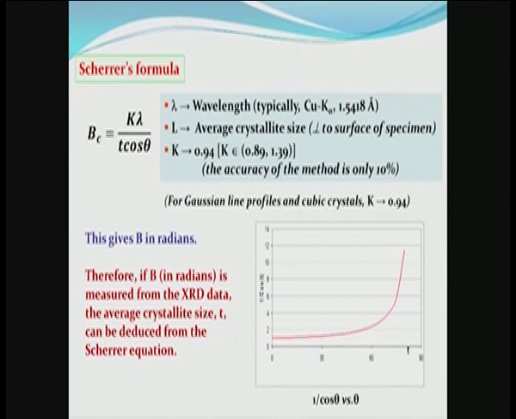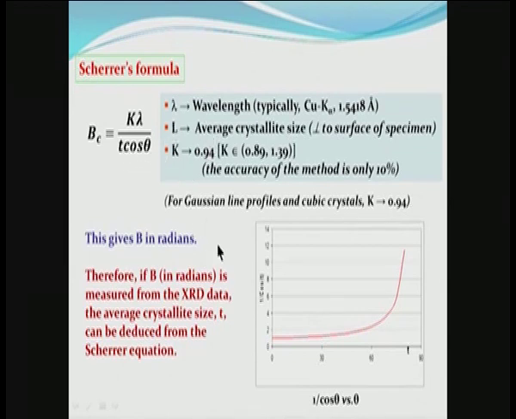Now, coming back to Scherrer's formula, what it describes is B of C, which is due to crystallite size. B of C is equal to k lambda over T cos theta, where k is the Scherrer constant, and its value is 0.94 for cubic materials. It varies from 0.89 to 1.39, and it is okay to consider k to be approximately equal to 1. T is the average crystallite size and lambda is the wavelength.